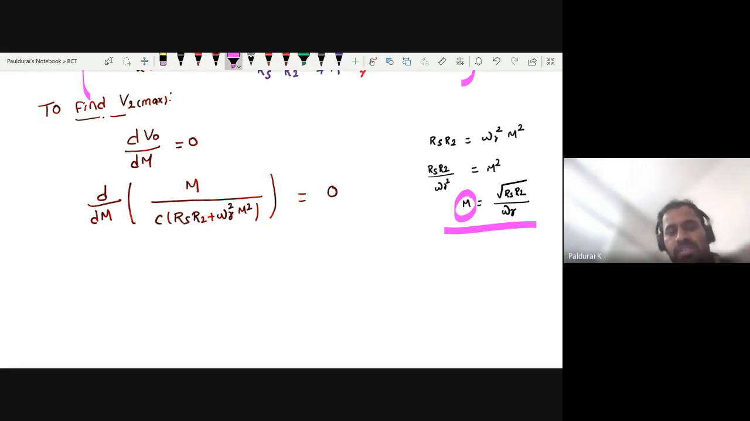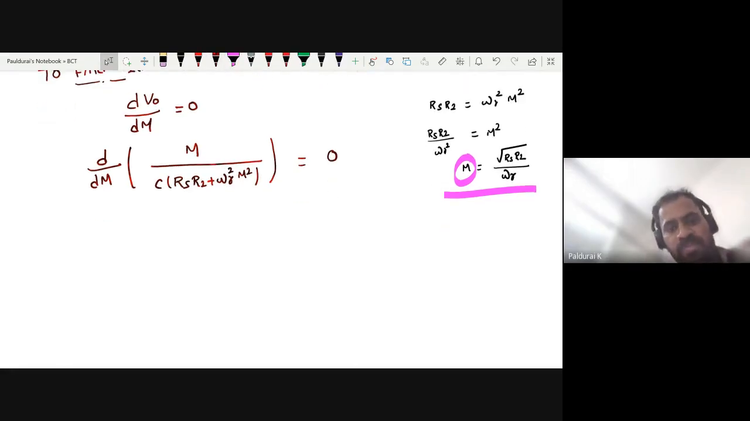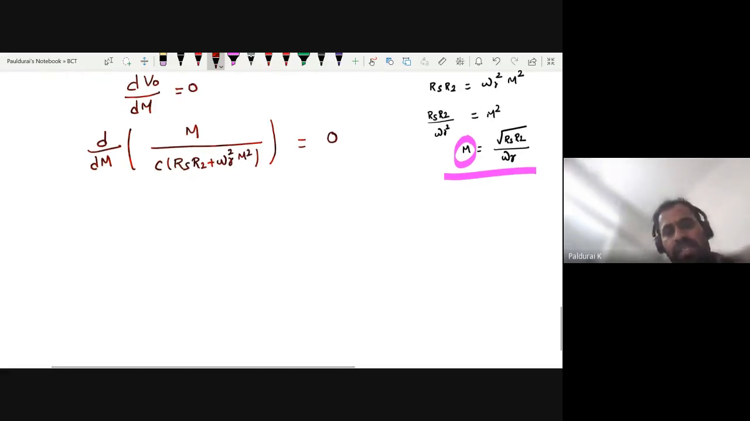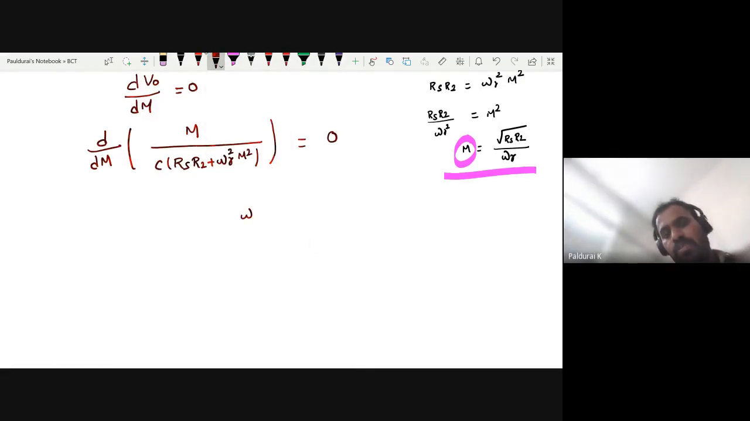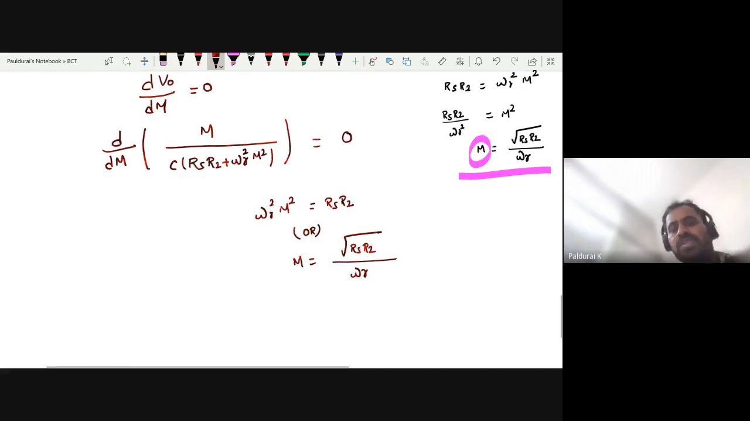Shall we derive this? You know the story, right? Just do the derivation by yourself. I don't want to take much time. Please complete the derivation part. In case of any doubt, please refer to my material; I will forward it. So the condition is very simple: omega R squared M squared equals Rs R2. Please verify by yourself. Otherwise, the condition is M equals square root of Rs R2 divided by omega R.